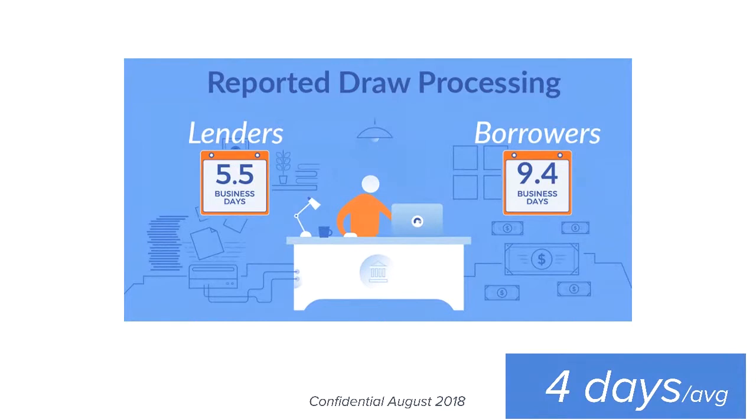And the difference of 4 days, from the surveys that we've done, is primarily the result of a back and forth period in which the contractor, the borrower, and the lender are going back and forth on the documents that are missing from the draw. So the borrower thinks they've submitted the draw, but it's not until 4 days later that the lender believes the draw has been processed.